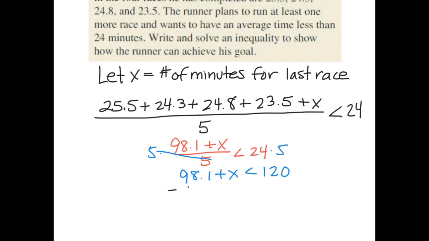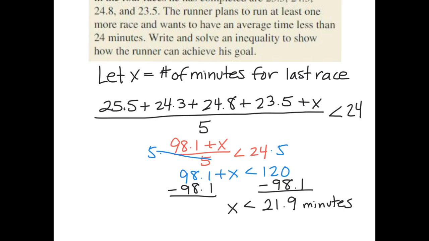And finally, I'm going to get rid of the 98.1 from both sides. And I get x is less than 21.9 minutes. Wow. So in other words, if he wants to have this average time of less than 24 minutes, he's going to have to run the best race he's run all season.